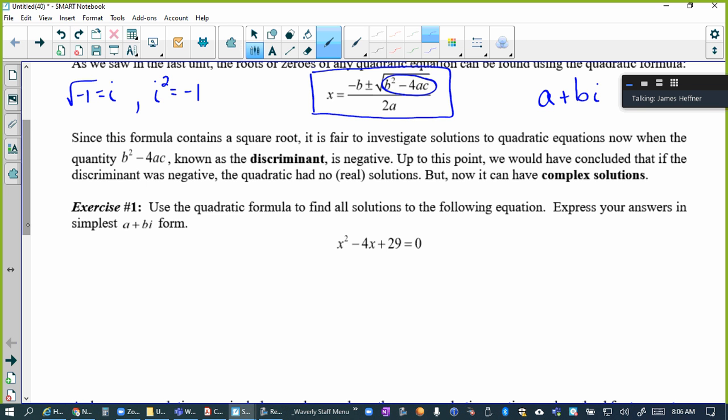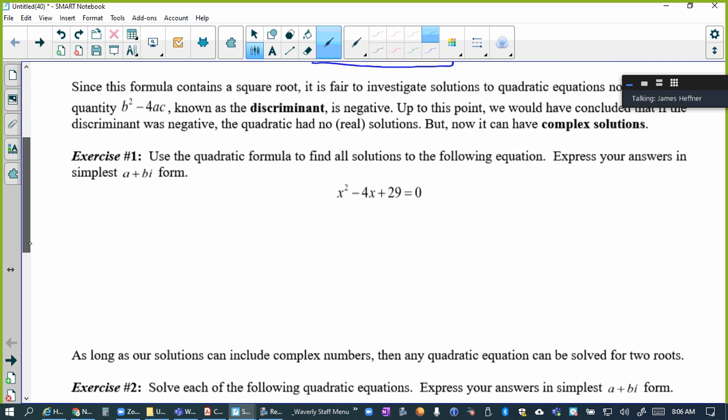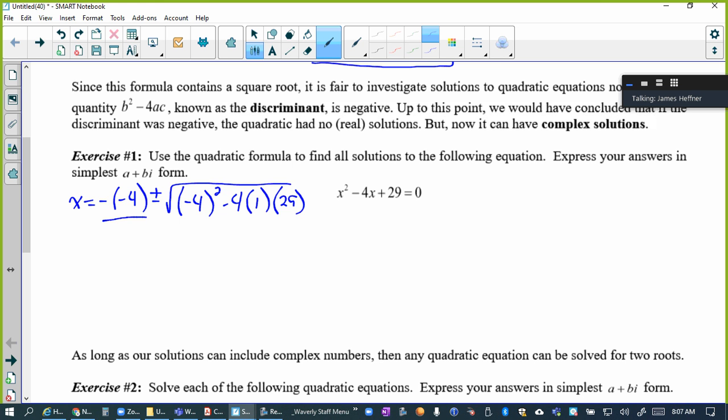What's the value of a in this, x squared minus 4x plus 29? a will be 1, right? And what's b? b will be -4. And c is 29. Right? So let's plug it in, right? So x equals negative b, so -4, right? Negative b plus or minus the square root of b squared minus 4ac, all over 2 times a.